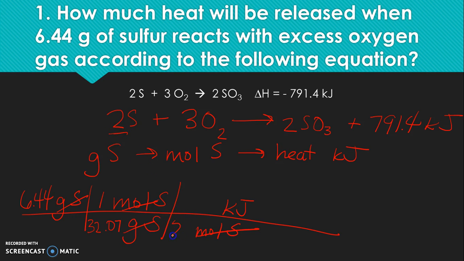Coefficient mole ratio, 2 moles, 791.4 kilojoules. And when we multiply all of this out, we're going to go 6.44 divided by 32.07 divided by 2 times 791.4, and we end up with 79.46 kilojoules of heat is going to be released.